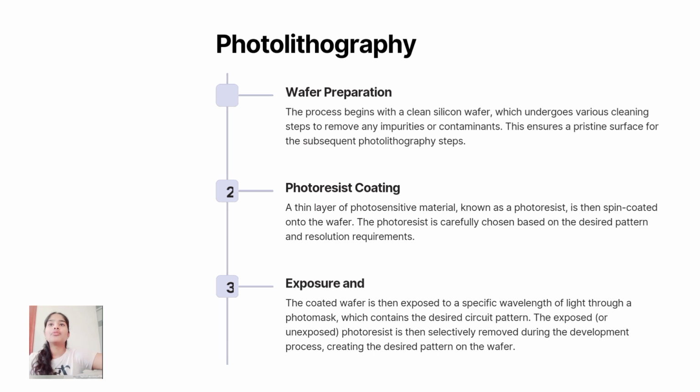Next we have photolithography process. In this process, the first step is wafer preparation. The process begins with a clean silicon wafer, which undergoes various cleaning steps to remove any impurities or contaminants. This ensures a pristine surface for the subsequent photolithography steps.